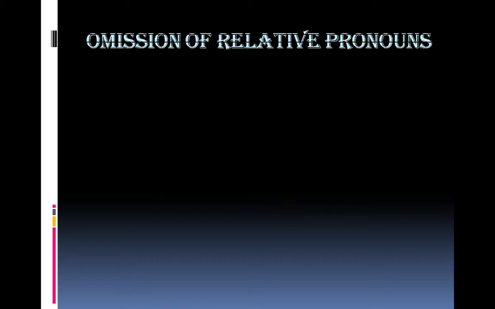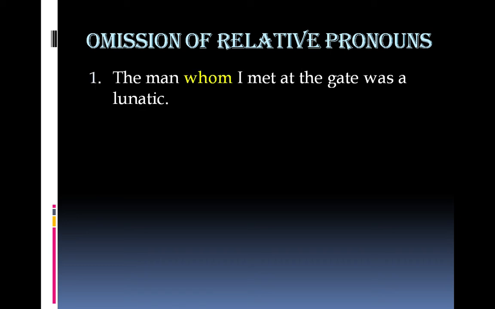We have already learnt to identify the role of relative pronouns in their clauses. Whenever a relative pronoun is the object of a verb or that of a preposition within its own clause, it can be omitted. Let's take a look at the examples. The man whom I met at the gate was a lunatic. The man was a lunatic is the main clause. Whom I met at the gate is the relative clause.